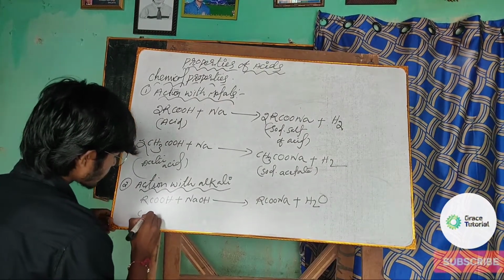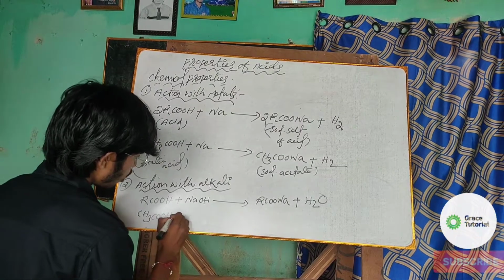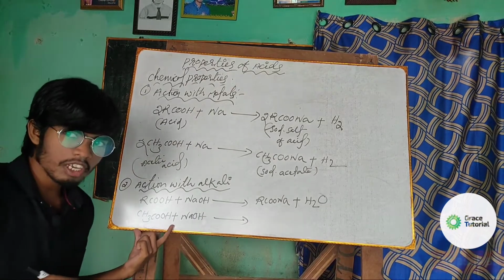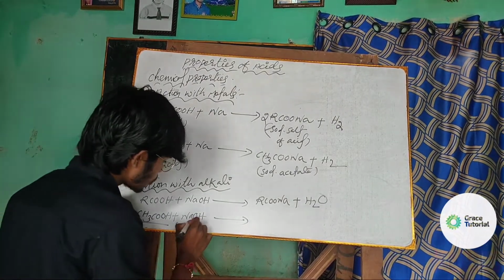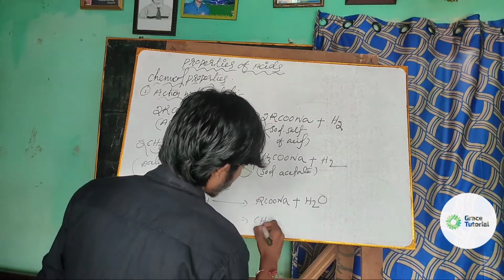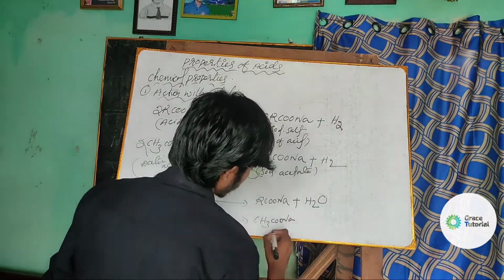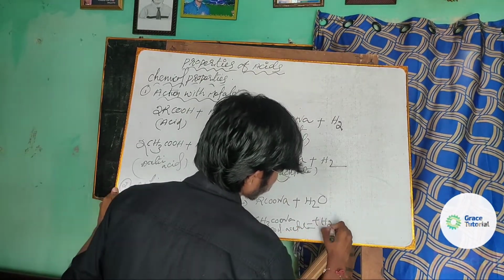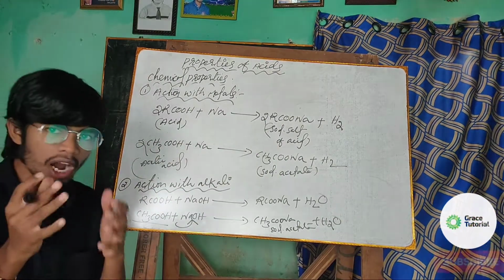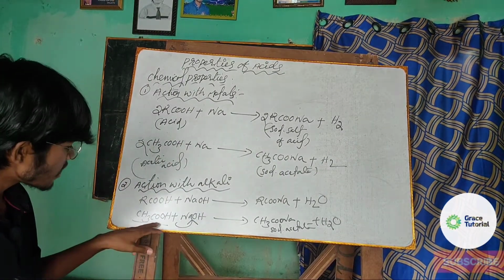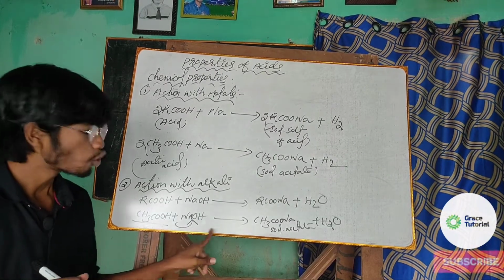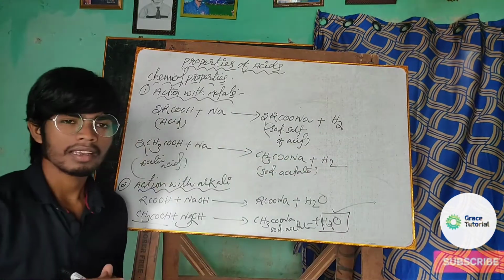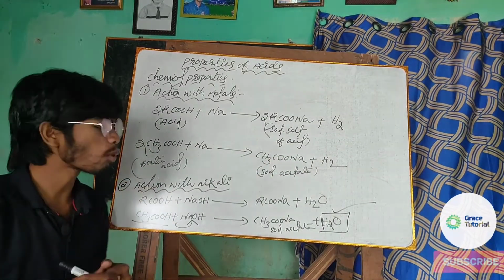If you take the specific example, CH3COOH plus NaOH, this is sodium hydroxide. CH3COOH, acetic acid, when it reacts with sodium hydroxide, gives CH3COONa, sodium acetate, plus water. So if you observe it very carefully, acetic acid reacts with sodium hydroxide to give the sodium salt of the acid, and finally the water molecule is removed from here. And this reaction is very simple to understand.